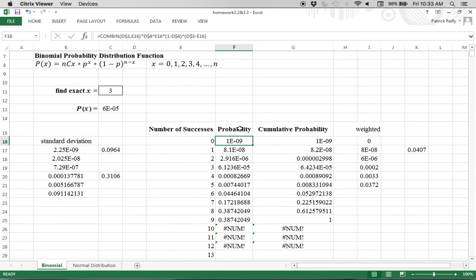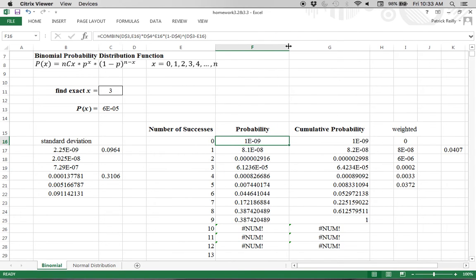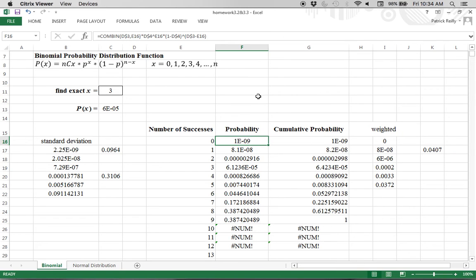Alright, now you've got these weird numbers here. 1e negative 9. What does that mean? Well, this is scientific notation. It means that the probability is 1 times 10 to the negative 9th, which means we have 8 zeros and then a 1. So very small probability. I think if I move this over, no, it still doesn't show it. So a lot of zeros here. So basically no probability that we have 0 or 1 successes. I mean, there's a little probability, but not much.